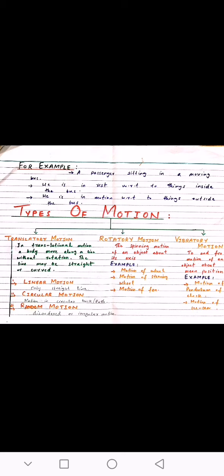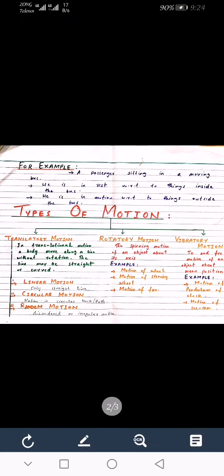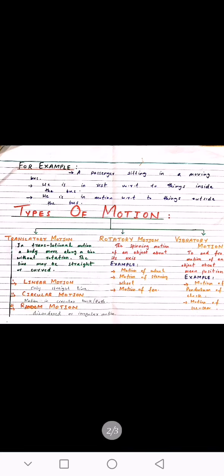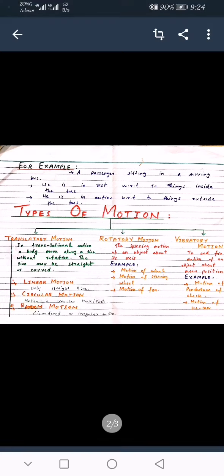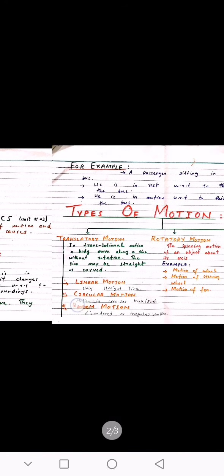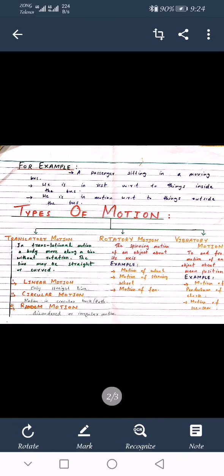For example, an aeroplane flying in a straight line. So these all are the examples of linear motion. There are many examples in our daily life which can be expressed in terms of linear motion. The next type of translatory motion is the circular motion.